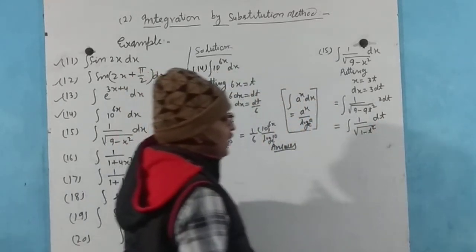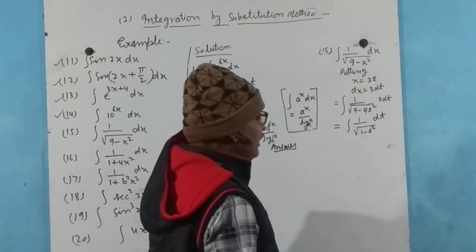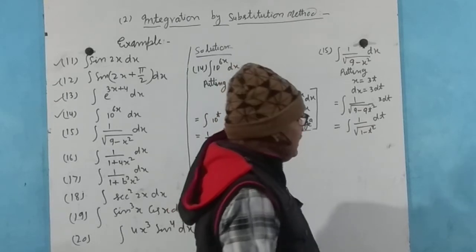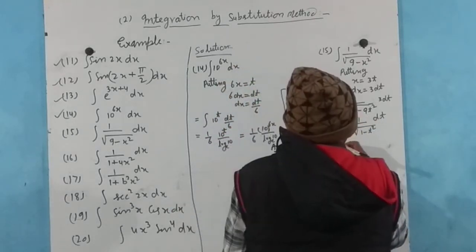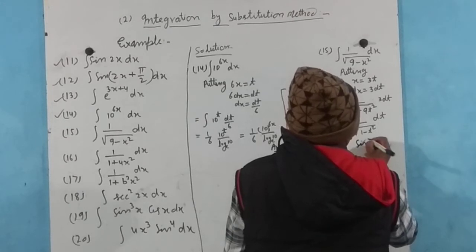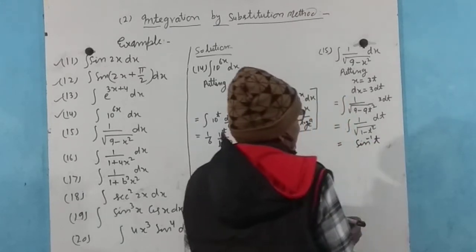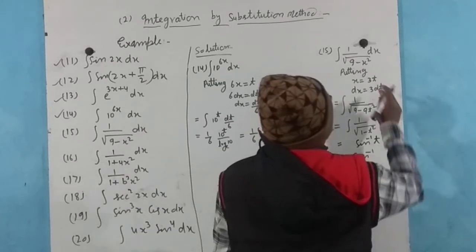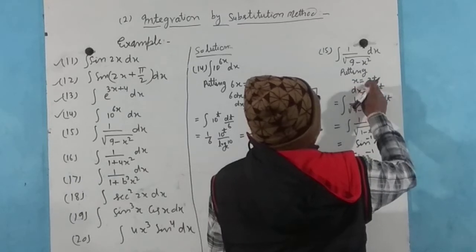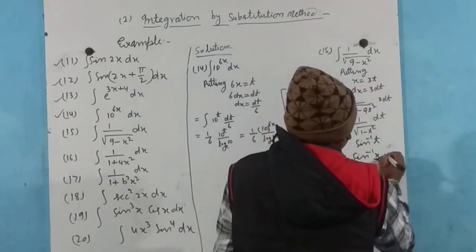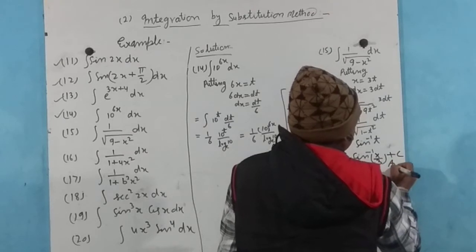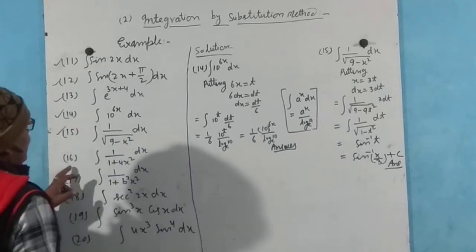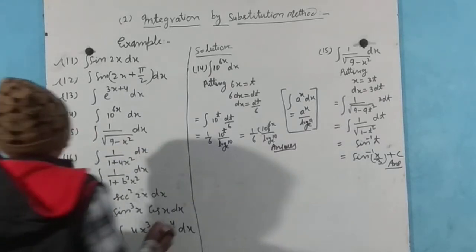As you know that differentiation of sin inverse x equal to 1 by under root 1 minus x square. In the similar sense, integration of this is equal to sin inverse t, and putting the value of t, sin inverse t equal to sin inverse x by 3 plus integrating constant c. This is the answer here. Now we take another problem, 16 here.